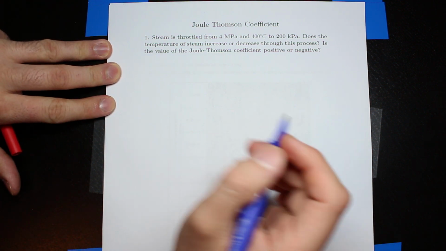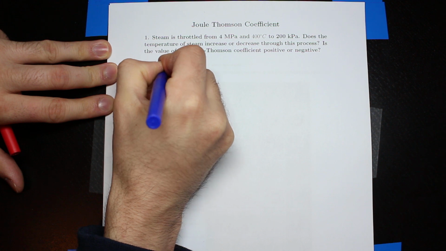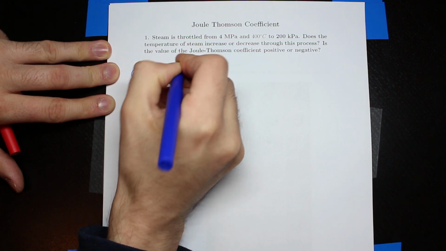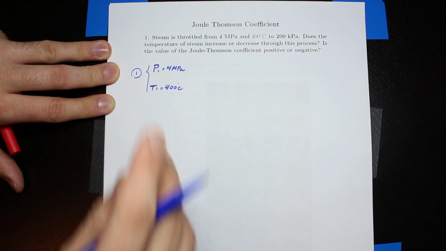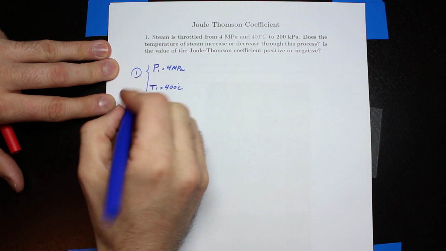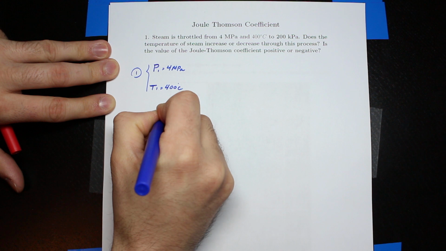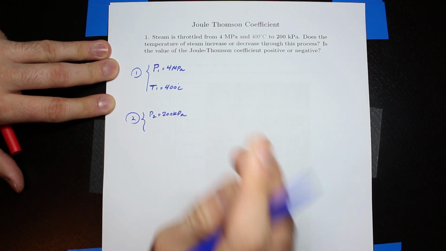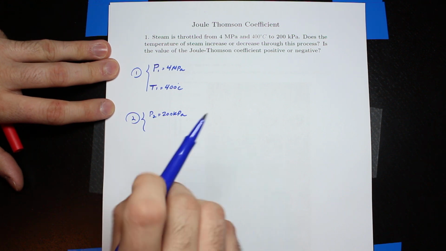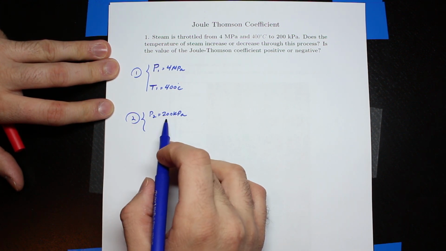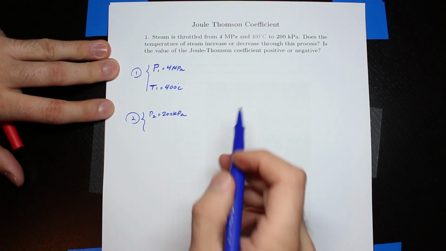So I have two states. My state one, the steam is at pressure of 4 megapascal and temperature of 400 degrees C. This is what I have for state 1. For state 2, I have steam at pressure of 200 kPa. But this is all I have apparently for state 2. The problem statement does not give me any other information for state 2, but again, apparently, there is some way to find more information for state 2.